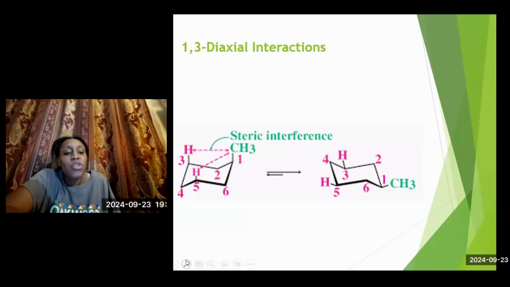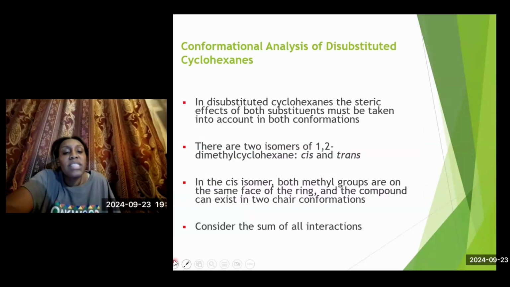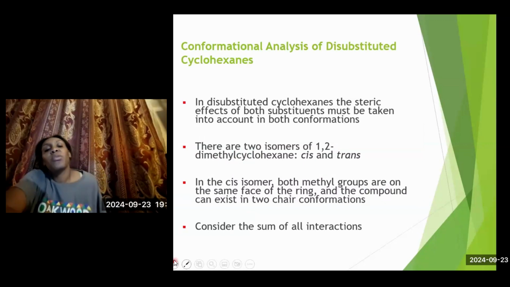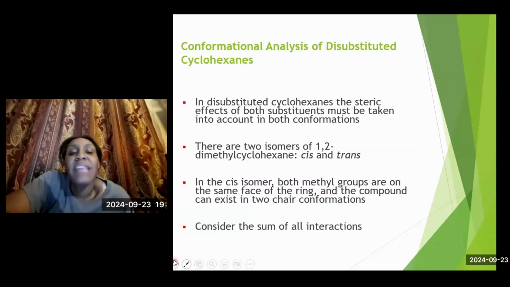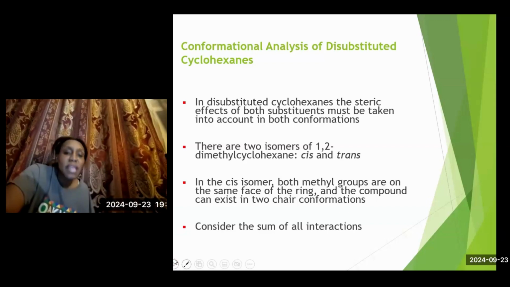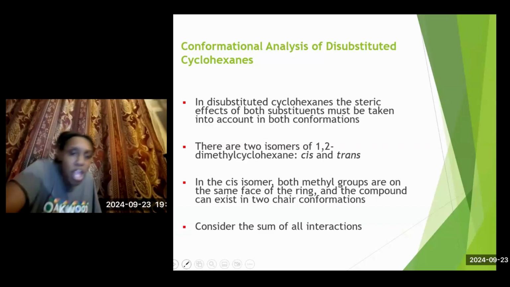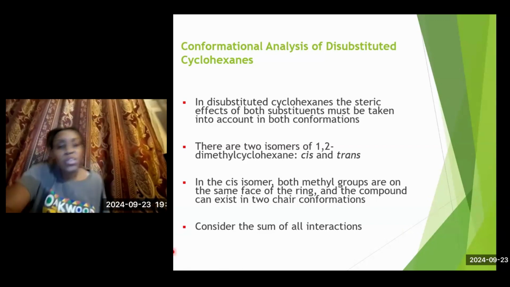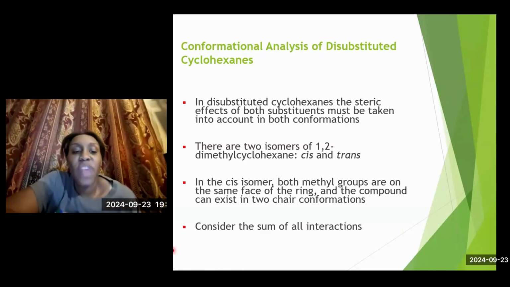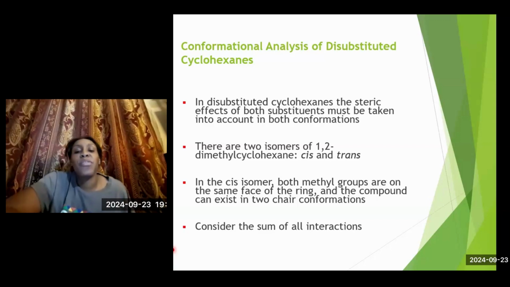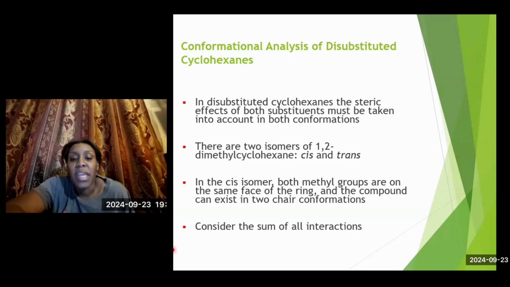So equatorial is always going to be more stable when the large substituent is more stable. Now, if you have disubstituted cyclohexanes, the steric strain affects both substituents and must be taken into account in both conformations. There are two isomers of 1,2-dimethylcyclohexane, cis and trans. In the cis isomer, both methyl groups are on the same face of the ring, and the compound can exist in two chair conformations. So let's look at that.